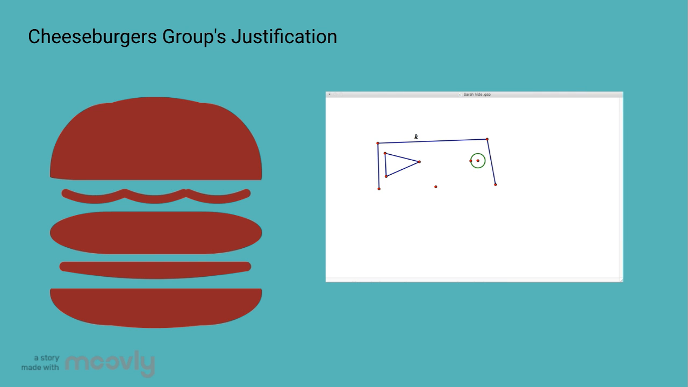Our group calls ourselves the Cheeseburgers because that's our favorite food. We think we found where Sarah is going wrong. We think it's where she plots her two endpoints.